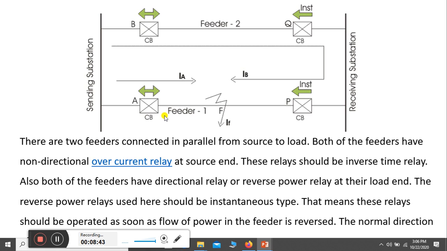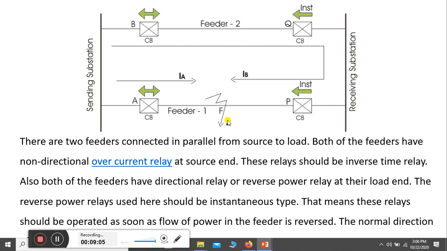Similarly, the relay which is placed at point A is the non-directional relay, and the CB which has been placed at the point P is called the directional relay. So how this system is operating, let us discuss.